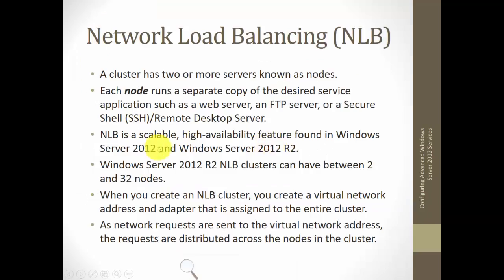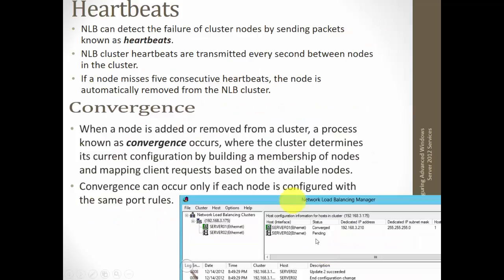Okay, NLB is a scalable high availability feature found in Windows 2012 and R2. 2012 R2 NLB clusters can have between 2 and 32 nodes. Okay, that's good scalability. When you create an NLB cluster, it is called a cluster, but it's not clustering. We already tested clustering, right? So you create a virtual network address and adapter that is assigned to the entire cluster. Network requests are sent to the virtual network address. The requests are distributed across the nodes in the cluster. So okay, let's go ahead. There's a diagram coming anyway.